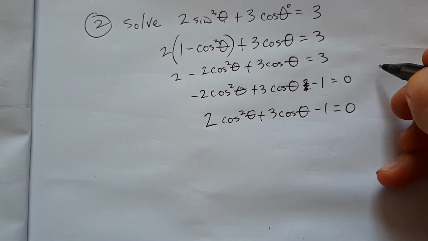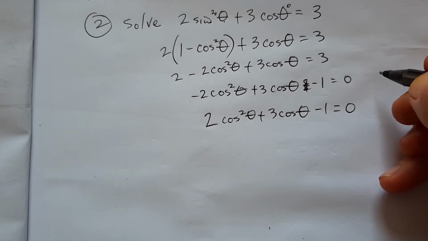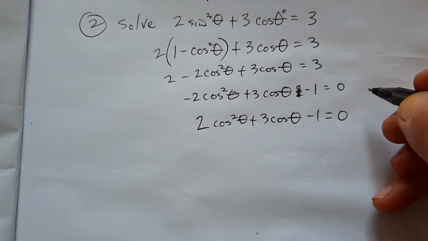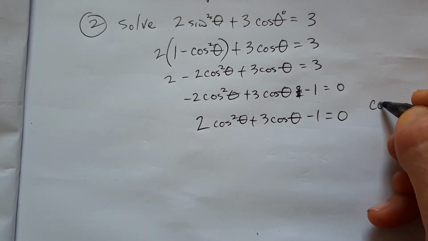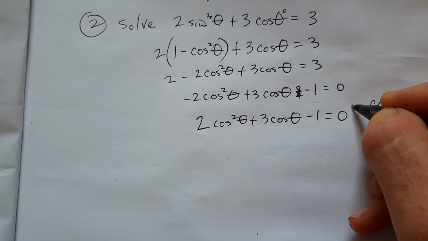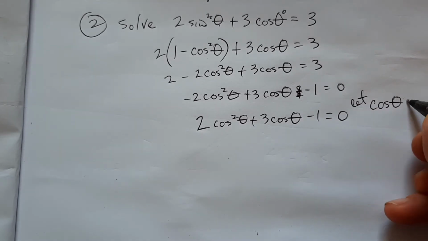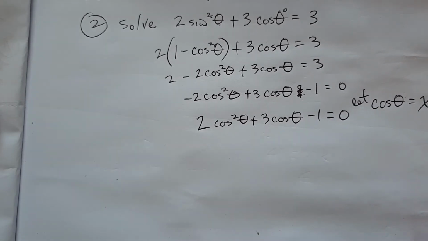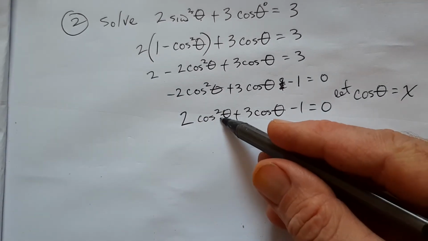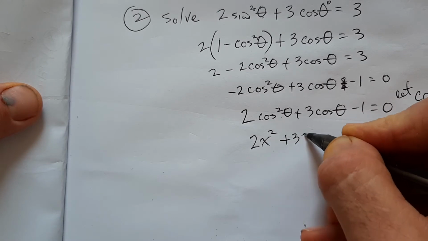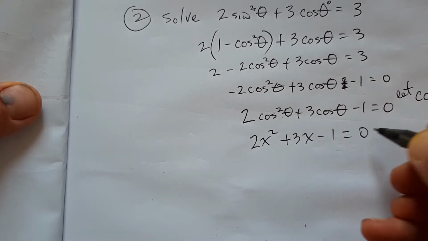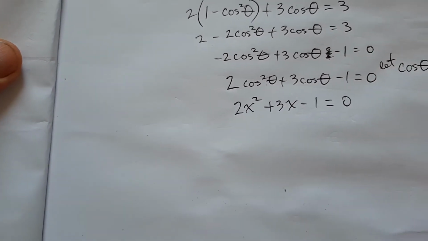So they have an example in your book. If you haven't seen that example, pause here, check out that example, and see if you can continue on this. So now the trick is they say let cosine theta equal x. So substitute x for everywhere there's a cosine. So you got 2x squared plus 3x minus 1 equals 0. All right.